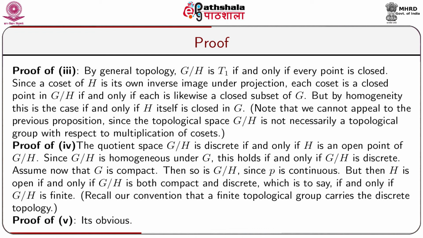Now, if H is a normal subgroup of G, then G by H is in fact a group, and we have already got the quotient topology on the quotient space G by H. Now, it can be easily verified that the group operation on the quotient space G by H is continuous, and also the inverse operation on the quotient space G by H is continuous. So, G by H forms a topological group.